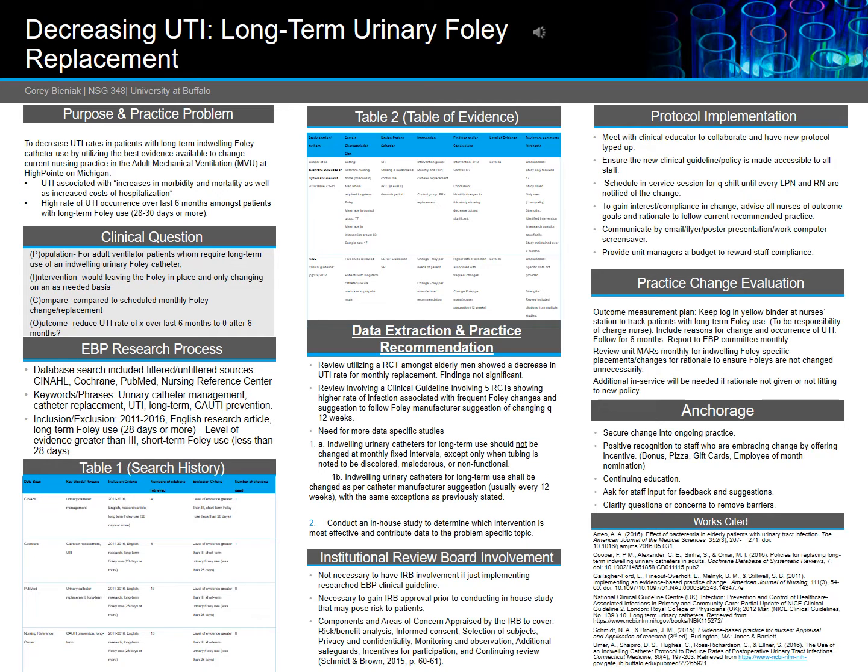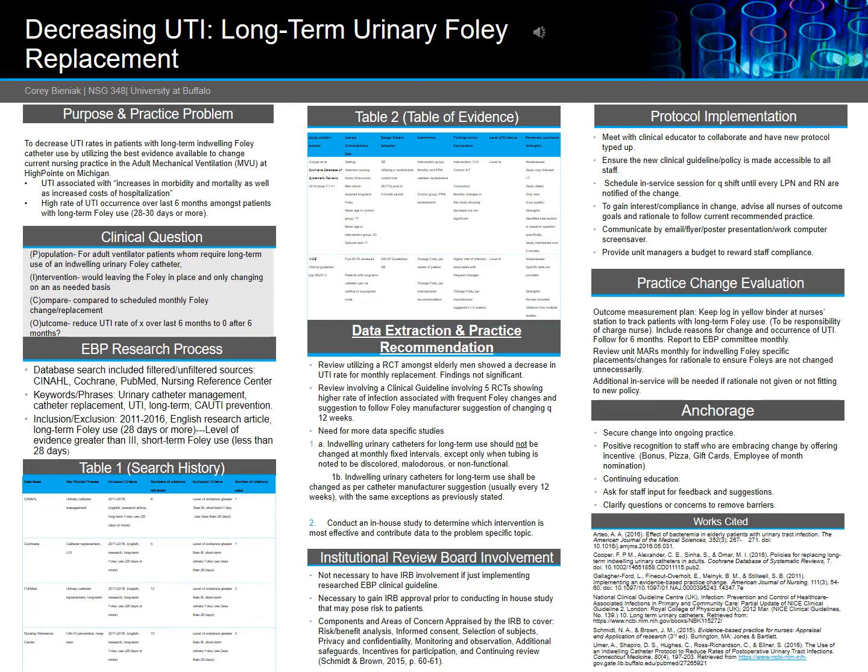Now, how we're going to implement this new protocol is we're going to meet with the clinical educator to collaborate and have a new protocol typed up. We're going to ensure the clinical guideline or policy is made accessible to all staff, and we're going to schedule in-service sessions for every shift until every LPN and RN is notified of the change. We're going to have sheets for them to sign to hold accountability that they were informed of the changes.